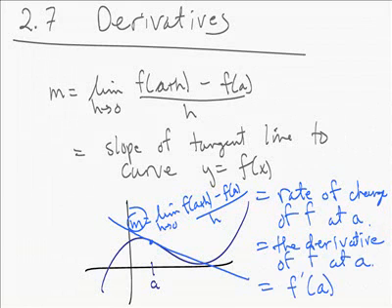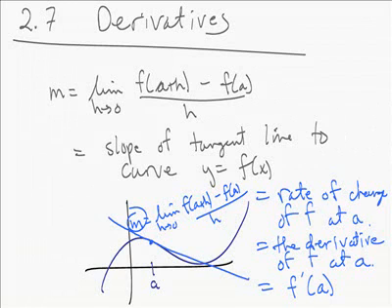And again, all that means is how fast the function is changing, and we measure how fast the function is changing by looking at the slope of the line tangent. We find the slope of the line tangent by taking that limit as h approaches 0 of f of a plus h minus f of a divided by h.